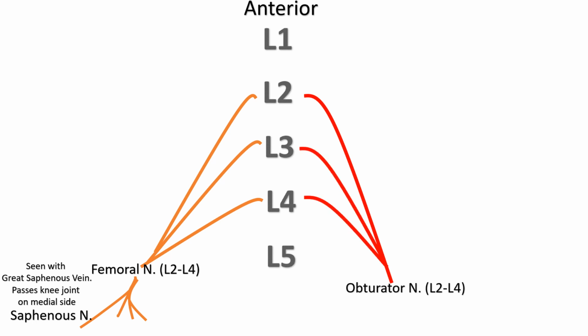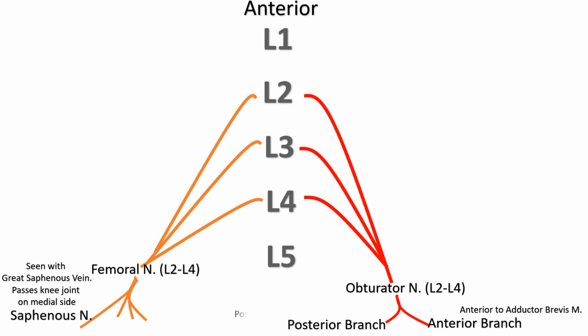Okay, from L2 to L4 is also the obturator nerve. It branches into an anterior and posterior branch. The anterior branch will be seen anterior to the adductor brevis muscle. The posterior branch will be seen posterior to the adductor brevis muscle.